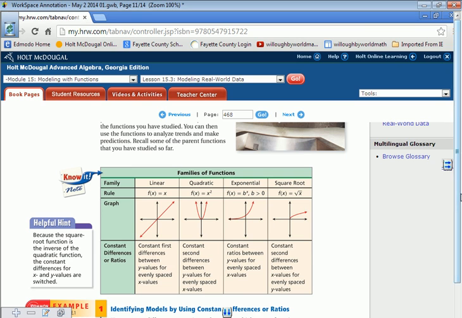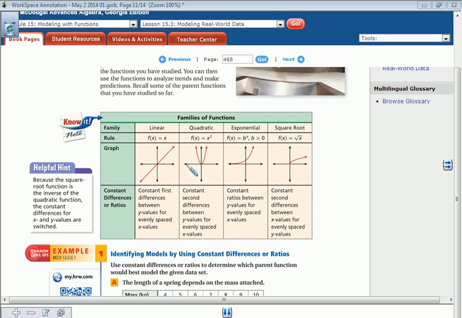So just a reminder of some of the others. We've talked about linear. We talked about polynomial functions, so we talked about linear and quadratic. We've talked about exponential. It's your multiplier. We also looked at square root. And now with square root, we're going to have a constant second difference. But this time, it's going to be between the x values because that's what I'm taking the square root of.